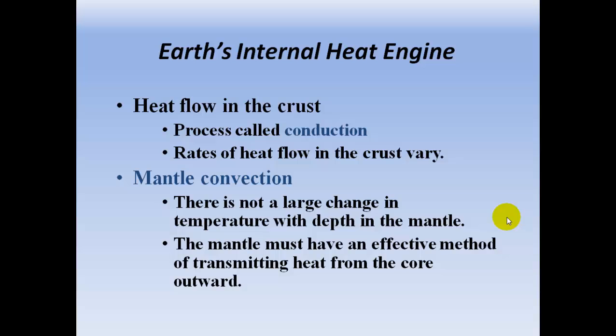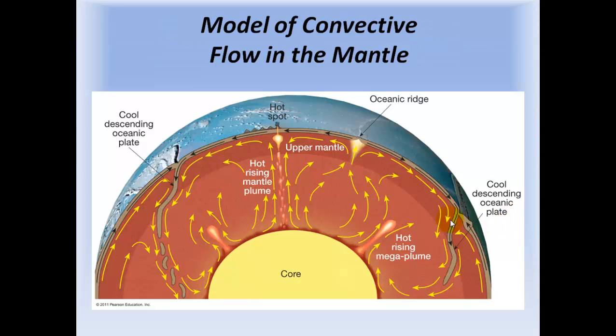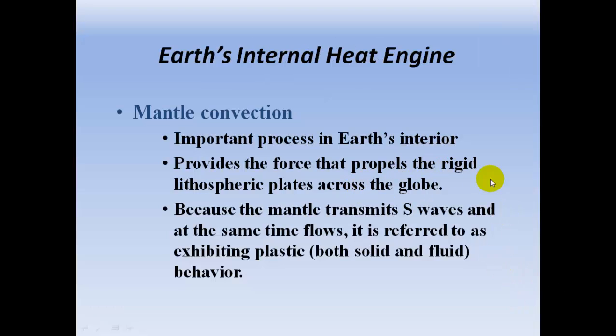Mantle convection. There is not a large change in temperature with depth in the mantle. The mantle must have an effective method of transmitting heat from the core outward. So here's this mantle convective flow. As hot mantle rises and cools, it sinks again, and it rises where there's a plume. So this is a convective cycle. Mantle convection is an important process in Earth's interior. It provides the force that propels rigid lithospheric plates across the globe.